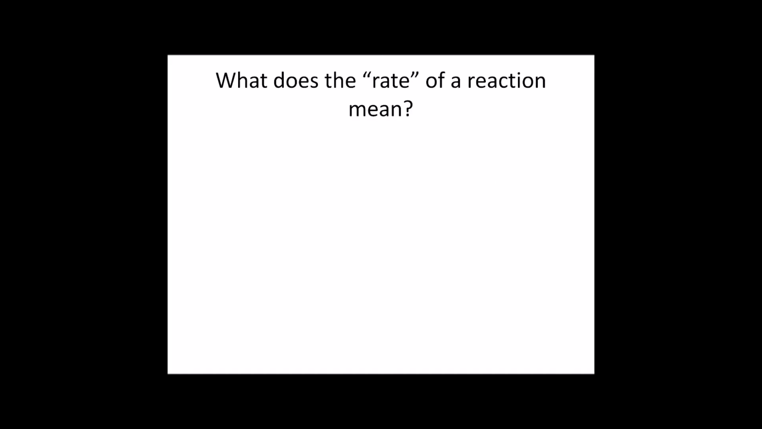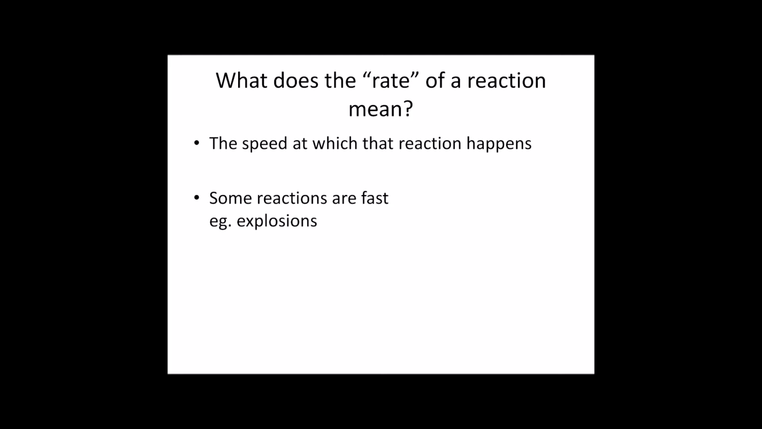So, first of all, what does the word rate of a reaction mean? You've probably already got some good ideas about this. You could also say the rate of reproduction of a rabbit is different to the rate of reproduction of an elephant, and it's all about the speed at which that reaction happens. So something that's got a higher rate or a faster rate is a faster reaction.